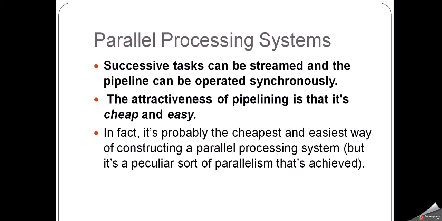Anyway, I'm going to claim that the attractiveness of pipelining is that it's cheap and easy. And in fact, it's probably the cheapest and easiest way of constructing a parallel processing system. But it's a peculiar sort of parallelism that's being achieved. And you might want to, at this stage, consider some of the thoughts that we had earlier this term on the difference between a purely parallel system and a concurrent system, where concurrency is just the illusion of true parallelism. But anyway, we'll think about that maybe a bit later on.